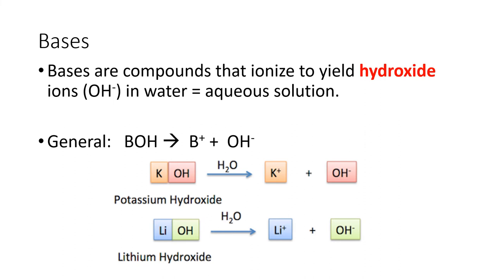We've been focusing on acids, but let's switch gears and look at bases. Bases are compounds that ionize to yield hydroxide ions in an aqueous solution. So in general, we get the form that the B would represent your cation. It is attached to OH, and it would ionize to produce your cation and then hydroxide ions in water. So I showed two examples there, potassium hydroxide and lithium hydroxide.